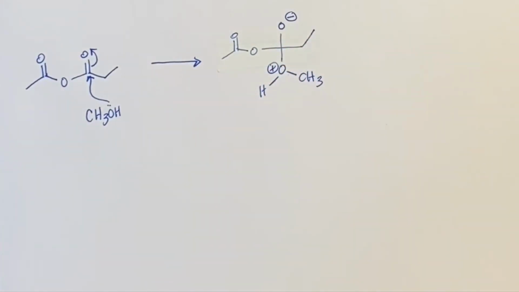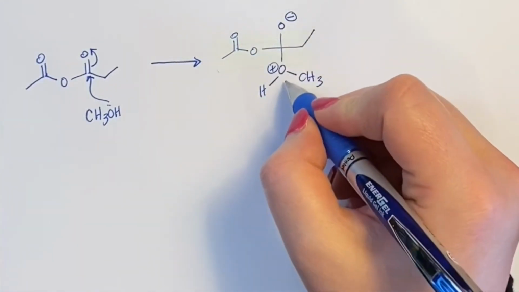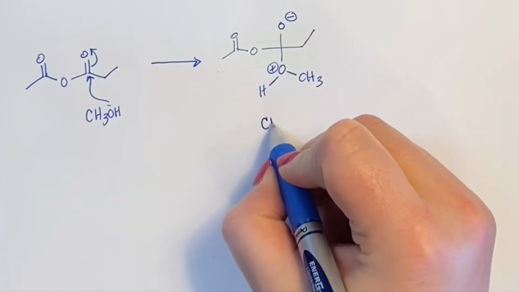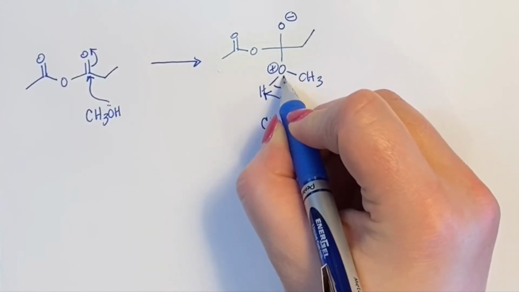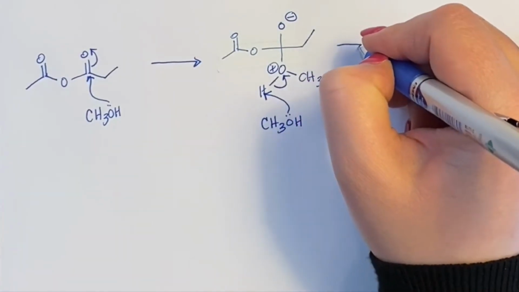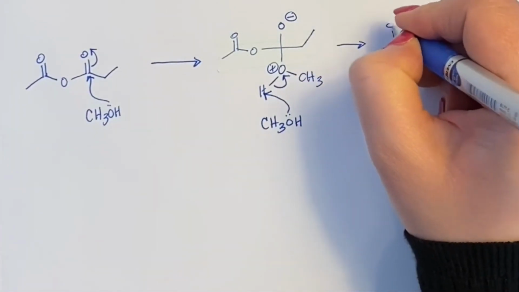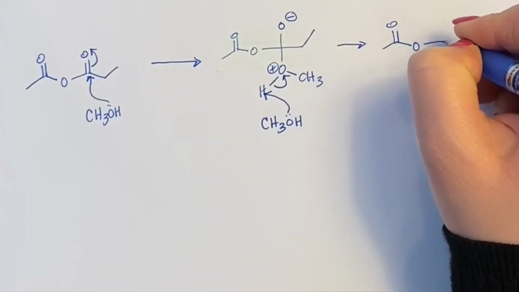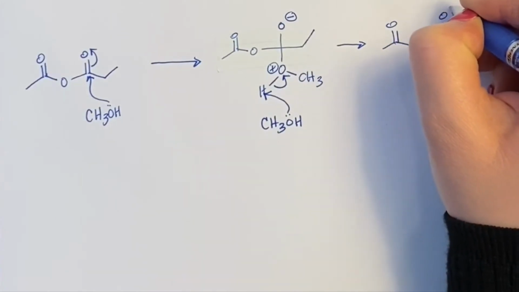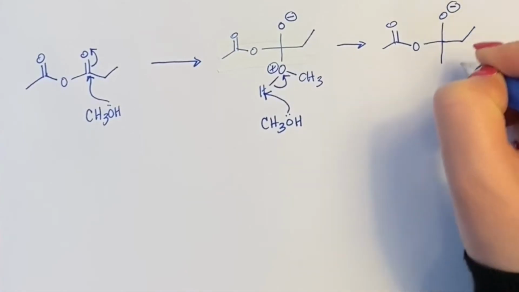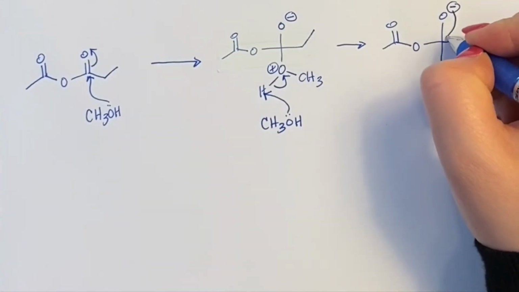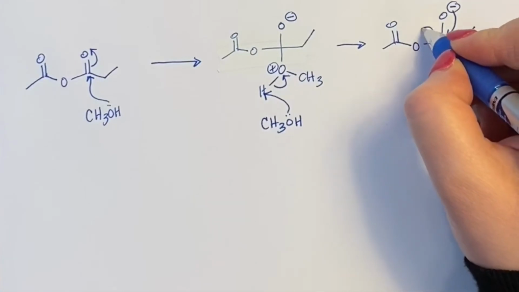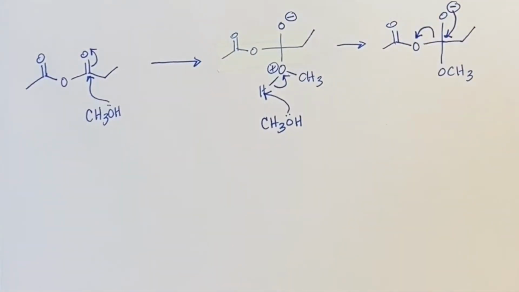This tetrahedral intermediate looks like this. Again, I need to remove the proton from this methoxy group. And that now gives me this intermediate. From here, this tetrahedral intermediate can collapse. And as it collapses, it's going to kick out my best leaving group, which is that carboxylate ion.